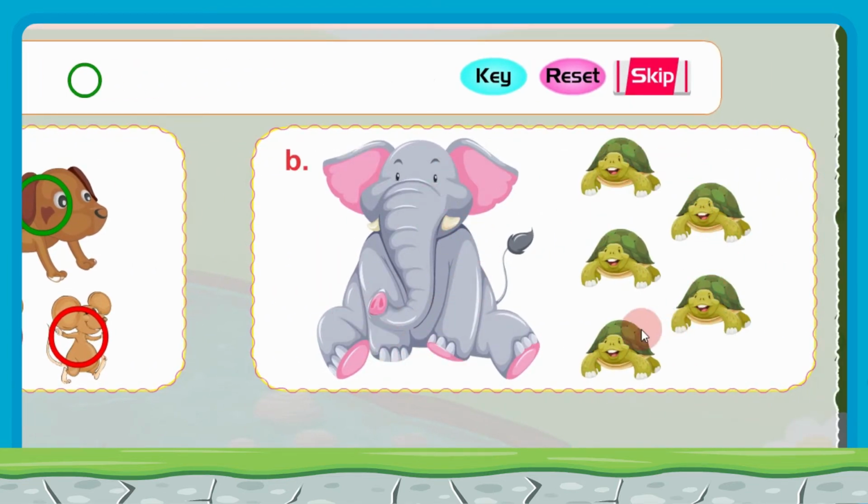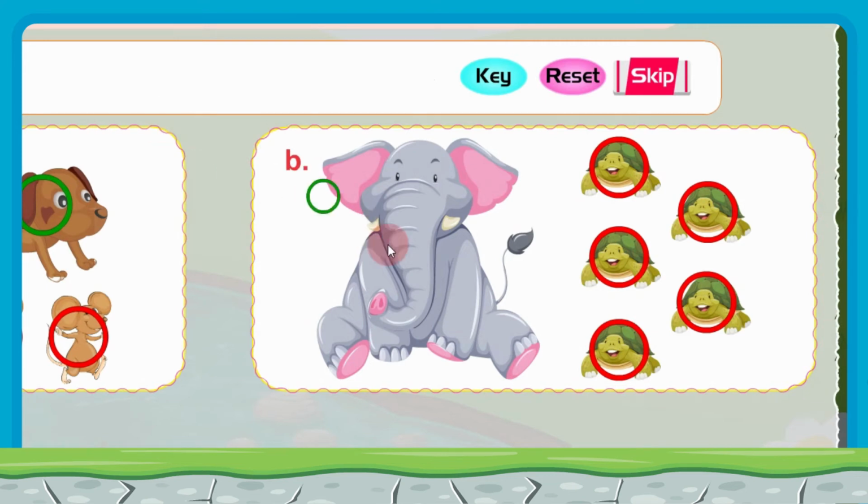Now here there are tortoises. How many are these? 1, 2, 3, 4, 5. So there are 5 tortoises, means tortoises are more. Let's circle them with red crayon. And now the lesser one is the elephant. This we will circle with the green crayon.